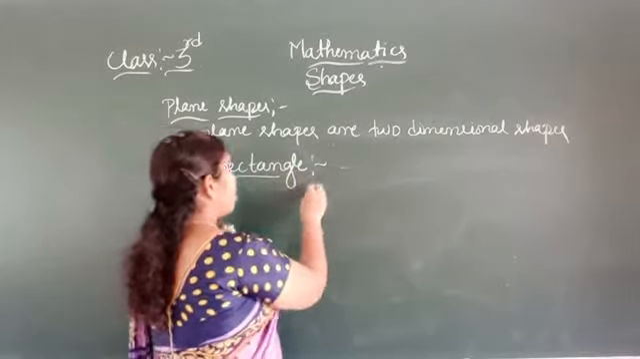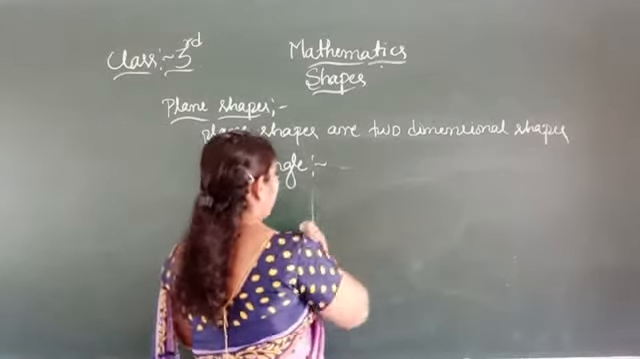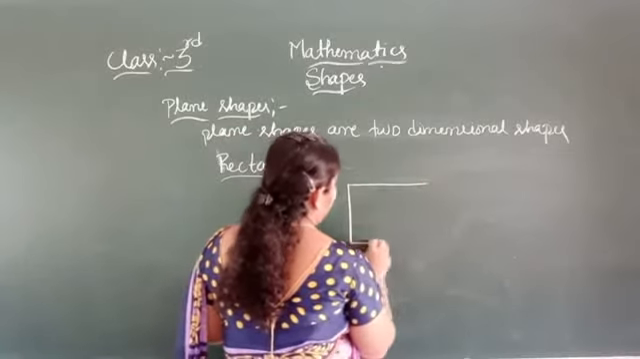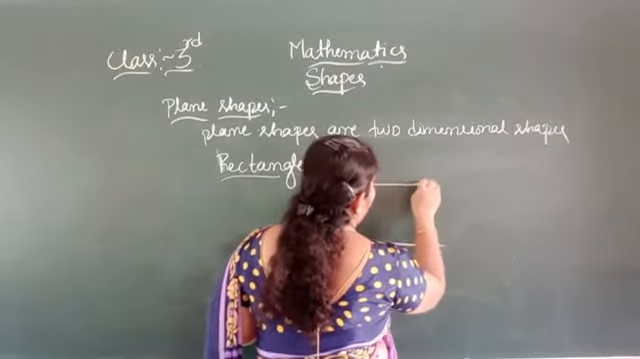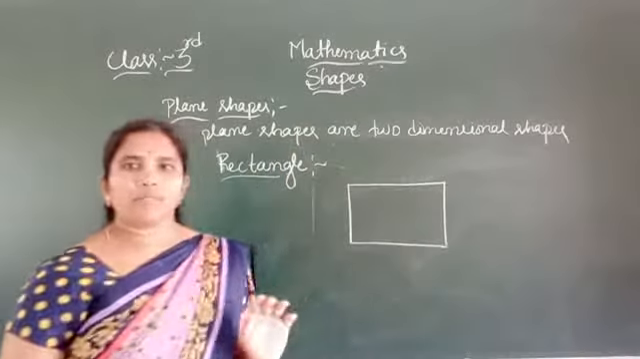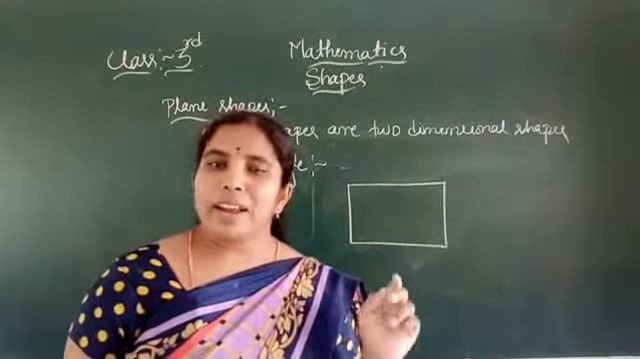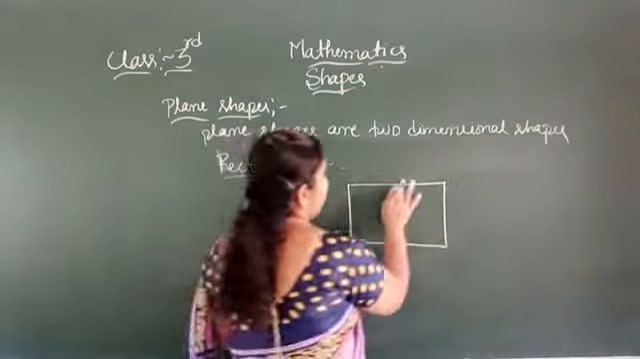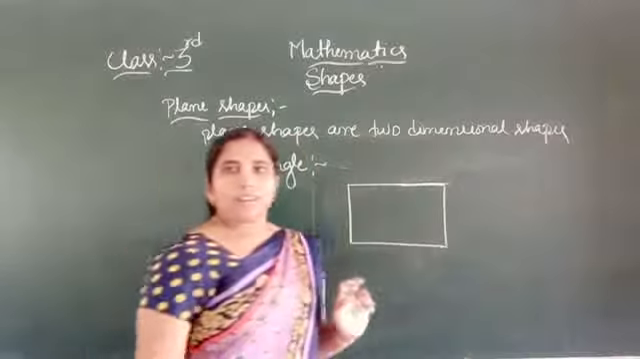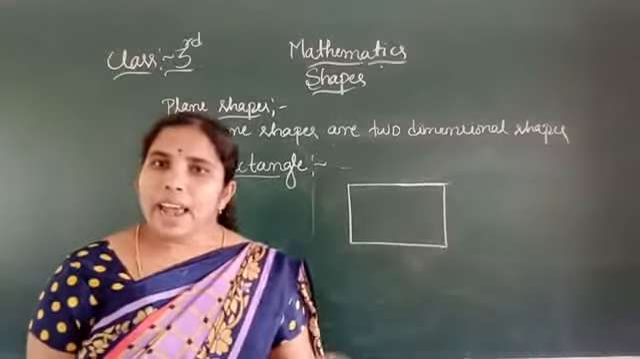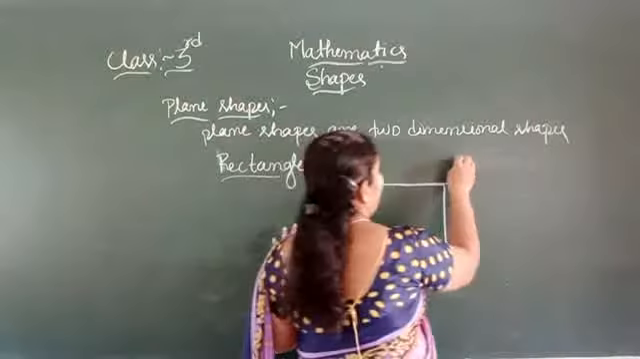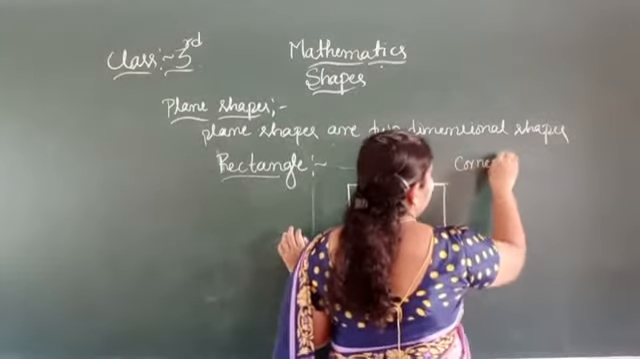See, observe the figure. This is a rectangle. Do you understand? It has how many corners and how many sides? Corners, sides.